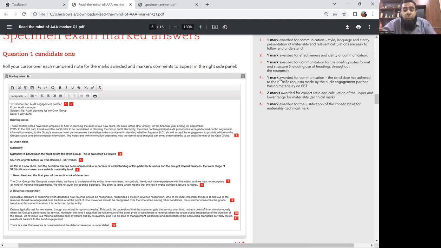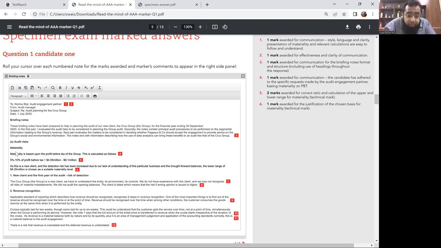Note number 5. 1 mark awarded for communication. The candidate has adhered, meaning complied, to the specific request made by the audit engagement partner, basing materiality on PBT. 2 marks awarded for correct ratio and calculation of the upper and lower range of materiality, 4.05 million and $8.1 million. You calculated the materiality, you got 2 marks. And 1 mark awarded for justification of the choosing basis for materiality. Okay, that you selected the justified materiality level, the lower level based on the risk of the group.